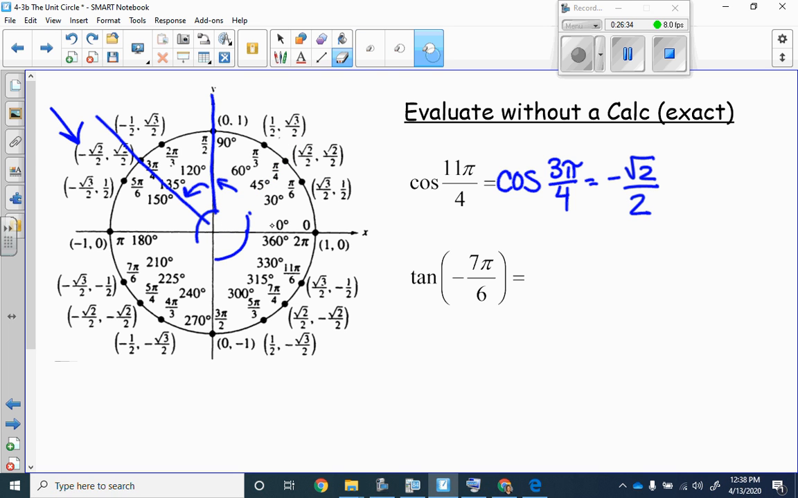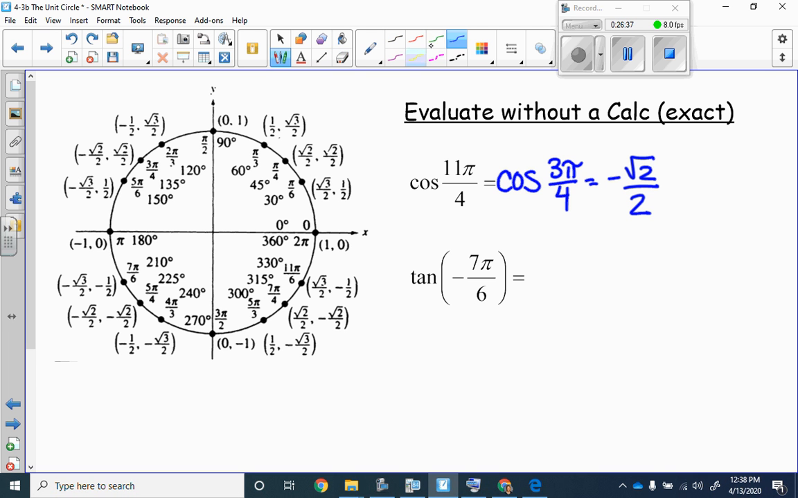What happens if you have a negative radian, or for that matter, a negative degree? You have to go in the opposite rotation. So negative 7 pi over 6. Now positive 7 pi over 6 would put me right here at 210 degrees. But I have to go in the opposite direction. So when I look at this here, 1, 6, 2, 6, 3, 6, 4, 6, 5, 6, 6, 6, 7, 6. Right here, this is going negative 7 pi over 6. So the tangent of negative 7 pi over 6 is equivalent to the tangent of 5 pi over 6.